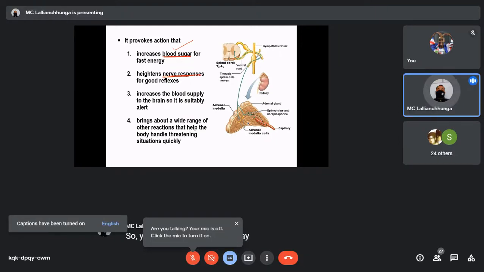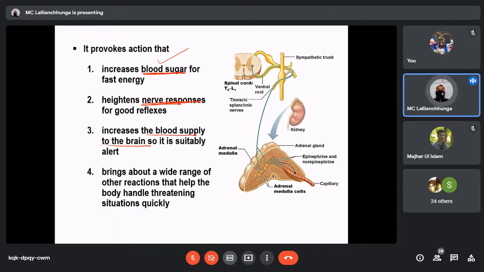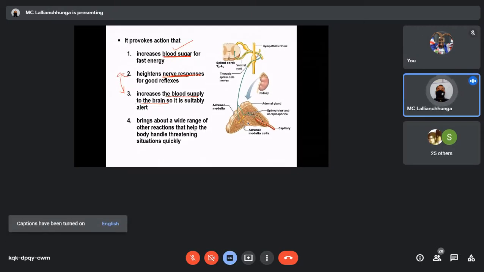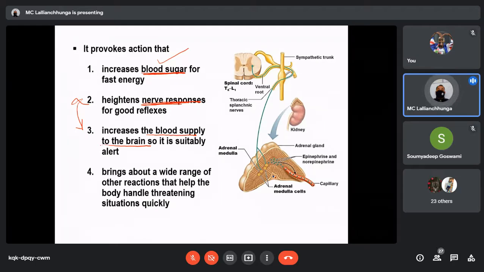Point number 3 is that it increases the blood supply to the brain, so it is suitably alert. Just like the second point, more blood flow to the brain means you can focus more and think clearly. I already told you that when you come for the 2 o'clock or 1 o'clock class after having lunch, your mental alertness used to be decreased because of the food you have taken.